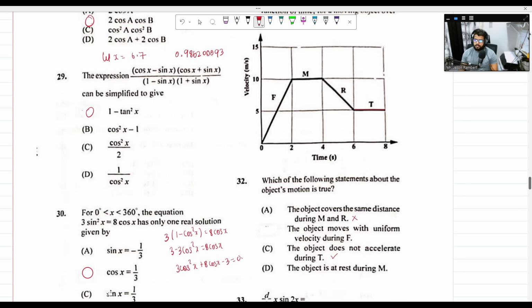A lie. This will be false. We are accelerating, so we are changing velocity going up here. It's not going to be a uniform velocity. We are changing velocity. Cool? The object is at rest during m. So at m just says constant velocity. This here is a constant velocity of 10 meters per second, so you are wrong. So I'm going to say the answer for this is indeed C.